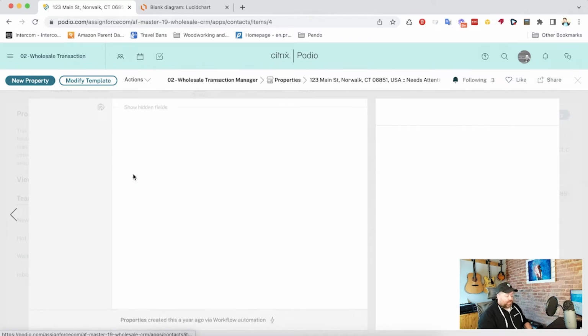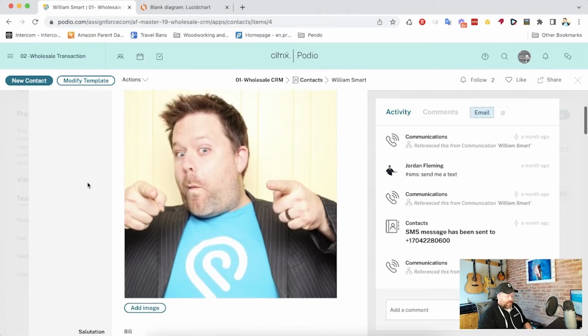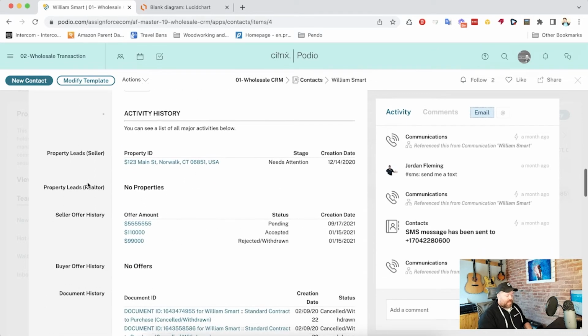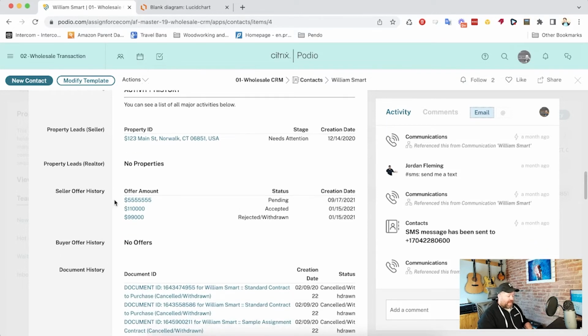That means when I go to William Smart's contacts here, I can see a lot of different things. I can know that actually William Smart has one property where he is listed as the seller. Okay, great. And I can see 3 offers we have sent to William Smart.